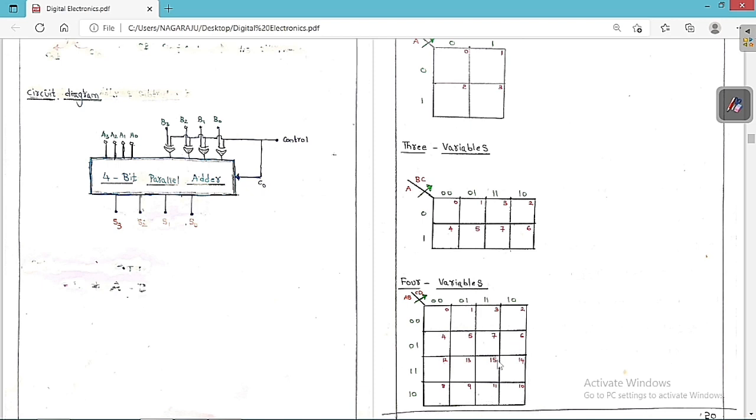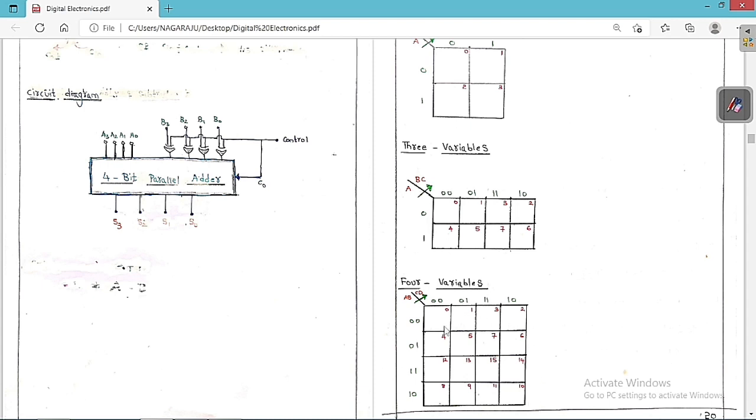So you can see clearly these are the corresponding terms in the form of decimal values. We are going to get these values. If you see clearly, the two adjacent cells are being changed by only one variable and the remaining variables are always constant. And also you can see clearly this is 0, 1, 2, 3, 4, 5, 6, 7, 8, 9, 10, 11, 12, 13, 14, 15.